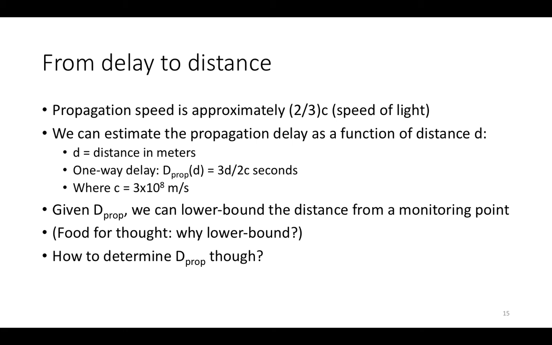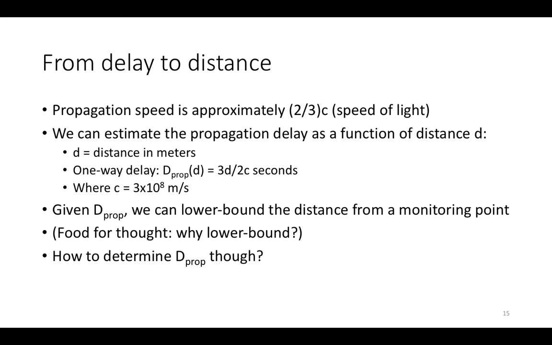So let's talk about getting from delay to distance. The propagation speed of bits in a wire, such as a piece of fiber, can be approximated as, generally we'll say, 2/3 c, where c is the speed of light. We can therefore estimate the propagation delay as a function of distance d. So if d is the distance in meters, the one-way delay is going to be 3d over 2c seconds, where c, again, is the speed of light, or 3 × 10⁸ meters per second.